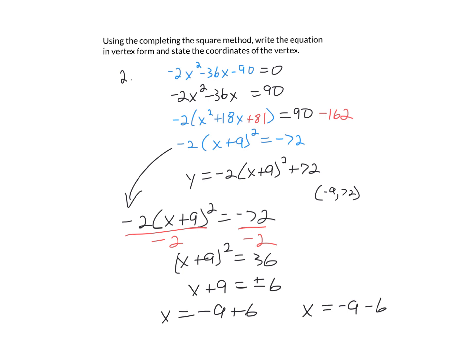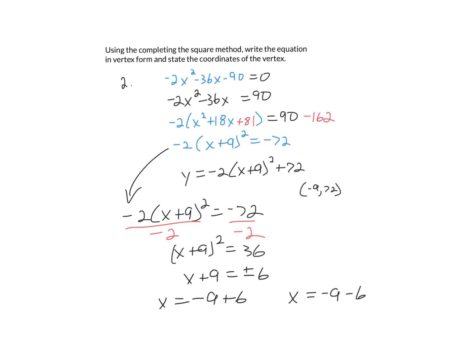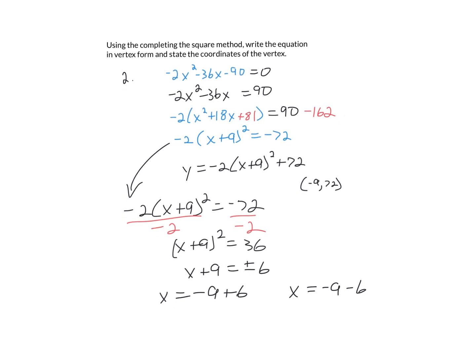And when you work both of those out, you're going to get a -15 and a -3. So your solution set would be -15 and -3, or your zeros will be -15 and -3, or your roots will be -15 and -3, your x-intercepts, and so on. All right, that is a review or a lesson on converting standard form to vertex form by completing the square.